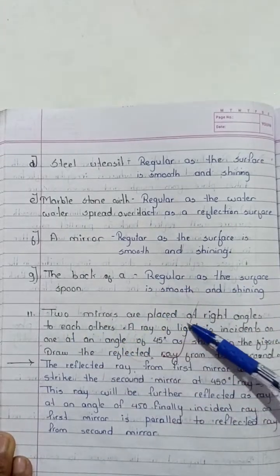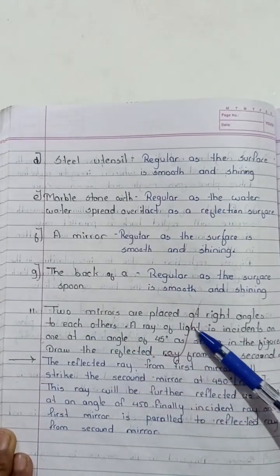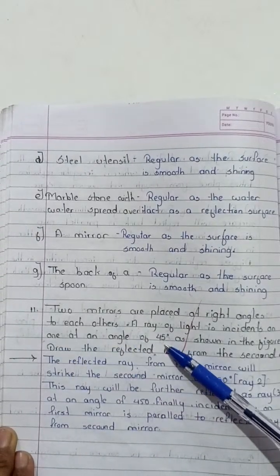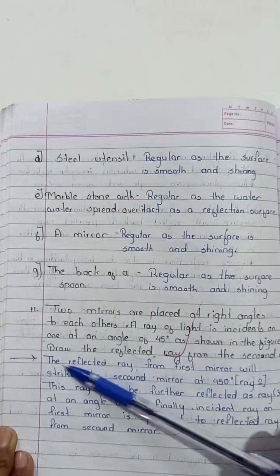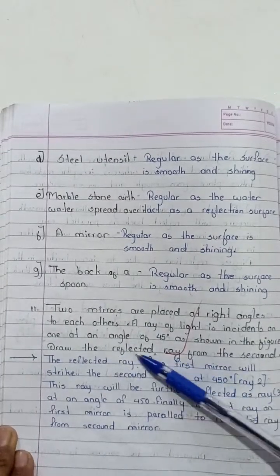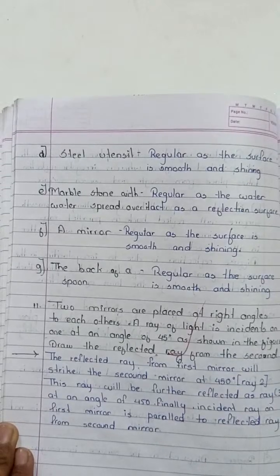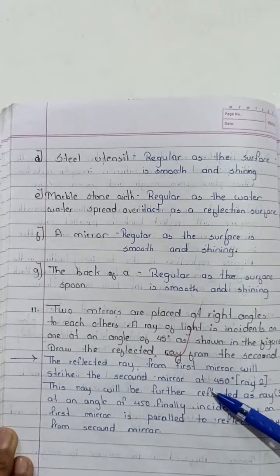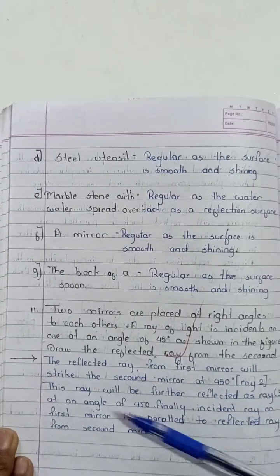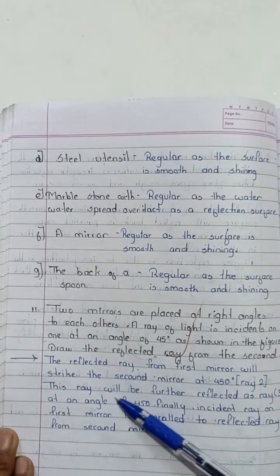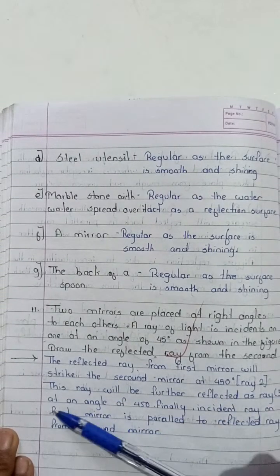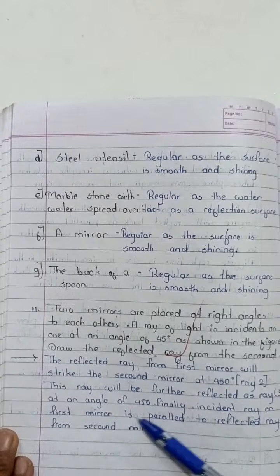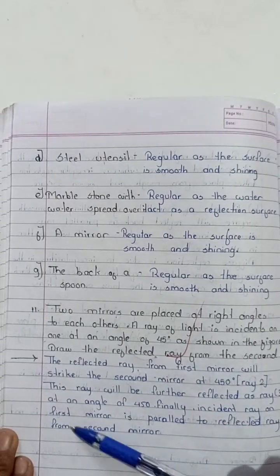11. Two mirrors are placed at right angles to each other and a ray of light is incident on one at an angle of 45 degrees, as shown in the figure. Draw the reflected ray from the second mirror. The reflected ray from the first mirror will strike the second mirror at 45 degrees as ray 2. This ray will be further reflected as ray 3 at an angle of 45 degrees. Finally, the incident ray on the first mirror is parallel to the reflected ray from the second mirror.